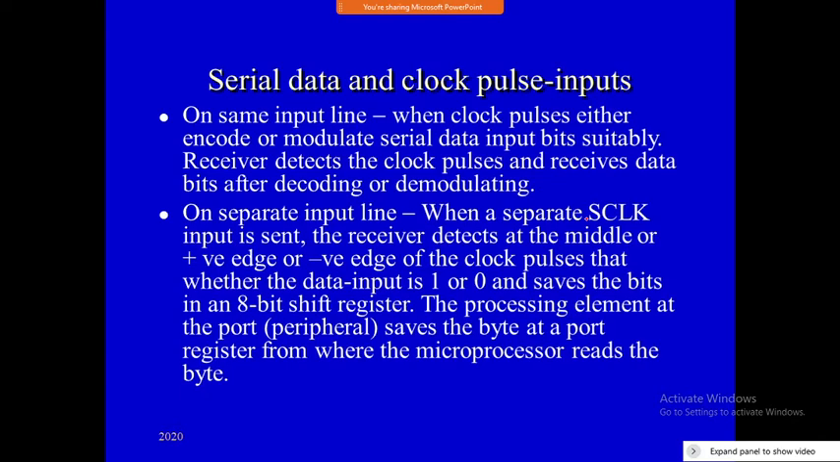On a separate input line, when a separate serial clock input is sent, the receiver detects at the middle, positive edge or negative edge of the clock pulses whether the data input is 1 or 0 and saves the bits in the 8-bit shift register. The processing element at a port saves the byte at a port register from where the microprocessor reads the byte.